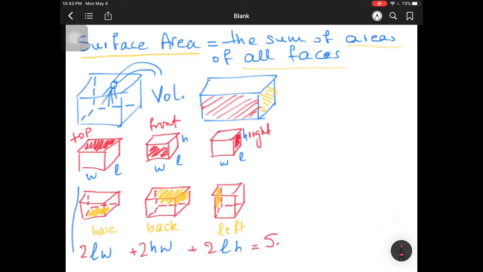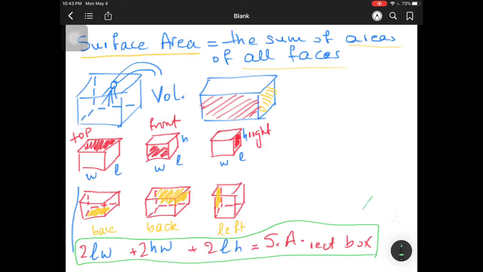This gives me the surface area of my rectangular box or rectangular prism. Now, this is not given to you in the test, and you need to either memorize it or at least know how to analyze it. If you don't want to memorize it, it's fine, but make sure you know how to analyze it.